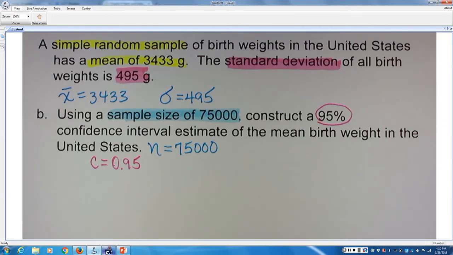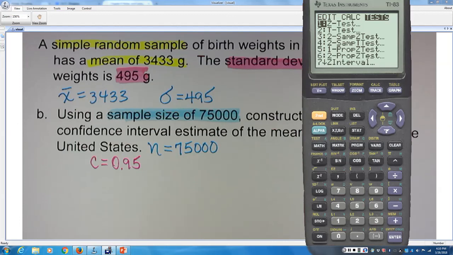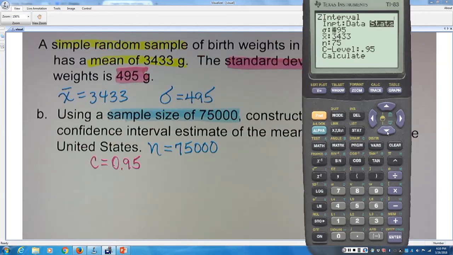We'll get the calculator. We go back to Stat, over to Tests, and down to Z interval. And the only thing that's changed is the sample size. Okay? The sample size is now 75,000. And here's your new confidence interval.